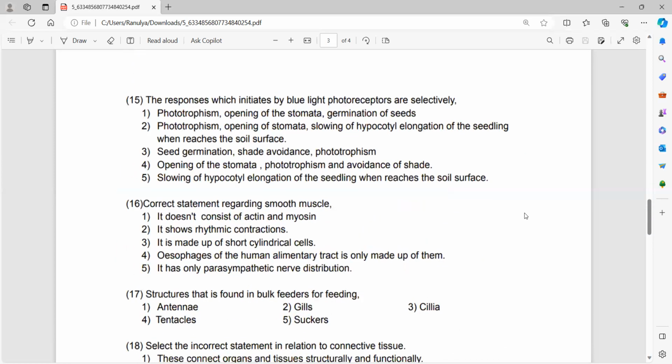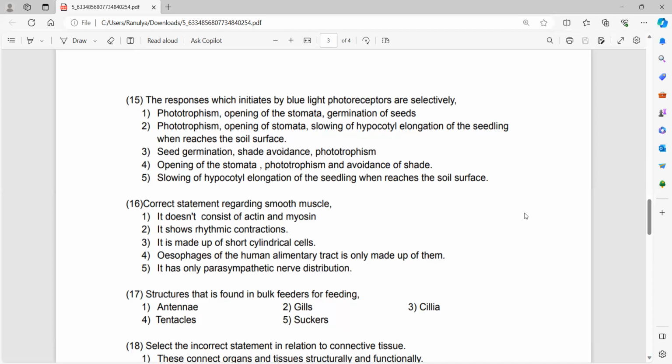Question number 15. The responses which are initiated by blue light photoreceptors are selectively. Blue light photoreceptors initiate a variety of responses, including phototropism, light-induced opening of stomata, and light-induced slowing of hypocotyl elongation. So that is included in the second answer. Answer number 2. Question number 16.